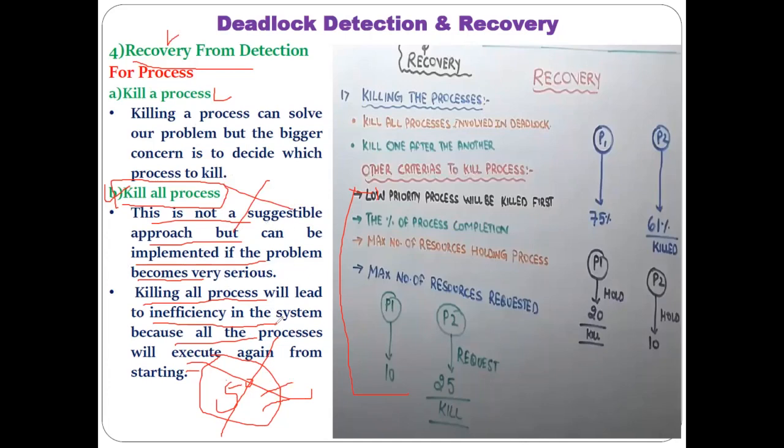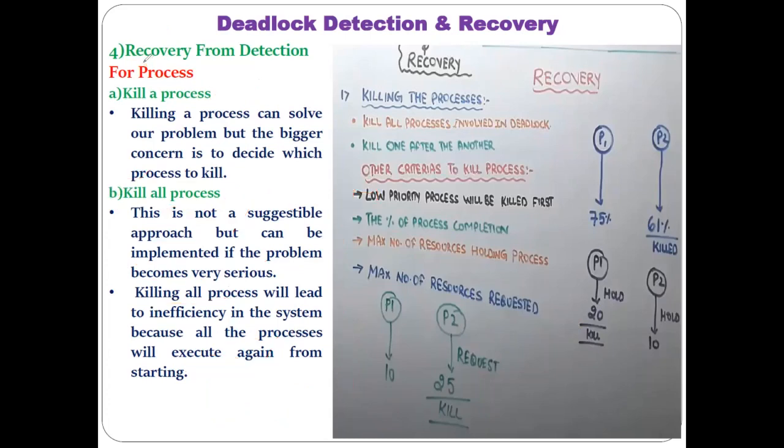Because of that, the system may go into an inefficient situation. So killing a single process can be considered a better approach compared with killing all the processes at a time in order to recover from the deadlock. That is deadlock detection and recovery at the process level.